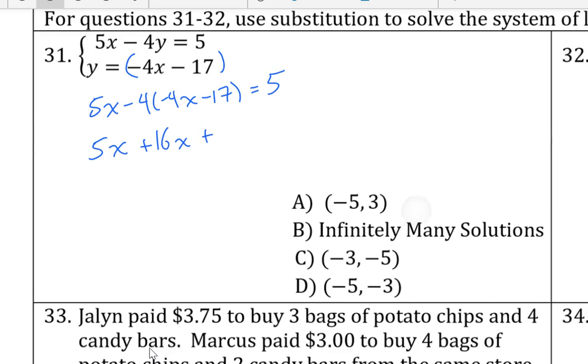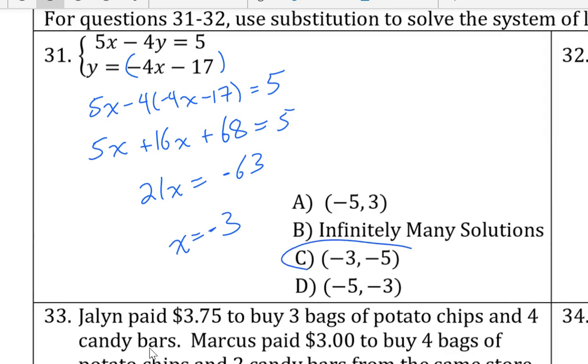Oh, so it's 40 plus 28 is 68, right? No. Do some combining. Now I'm going to subtract that 68 over. So we get x is equal to negative 3. And when we plug back in, we'd find our y. We'll get here.